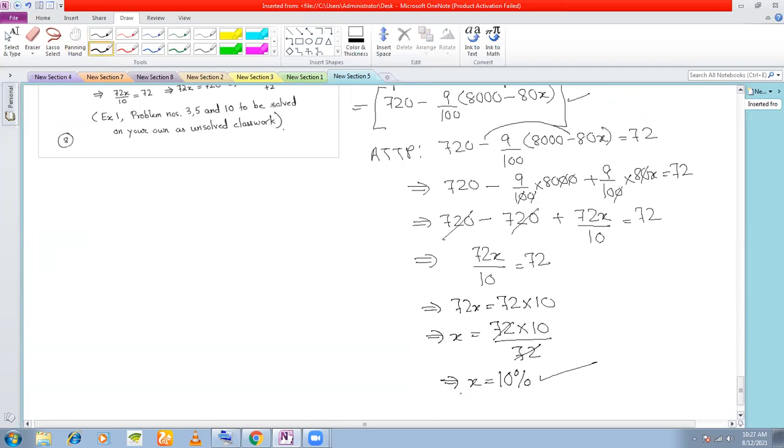Okay. These are all the variations of a problem from GST. If you understand these problems, you can do all the problems from your textbook. Okay. So I'll stop here.